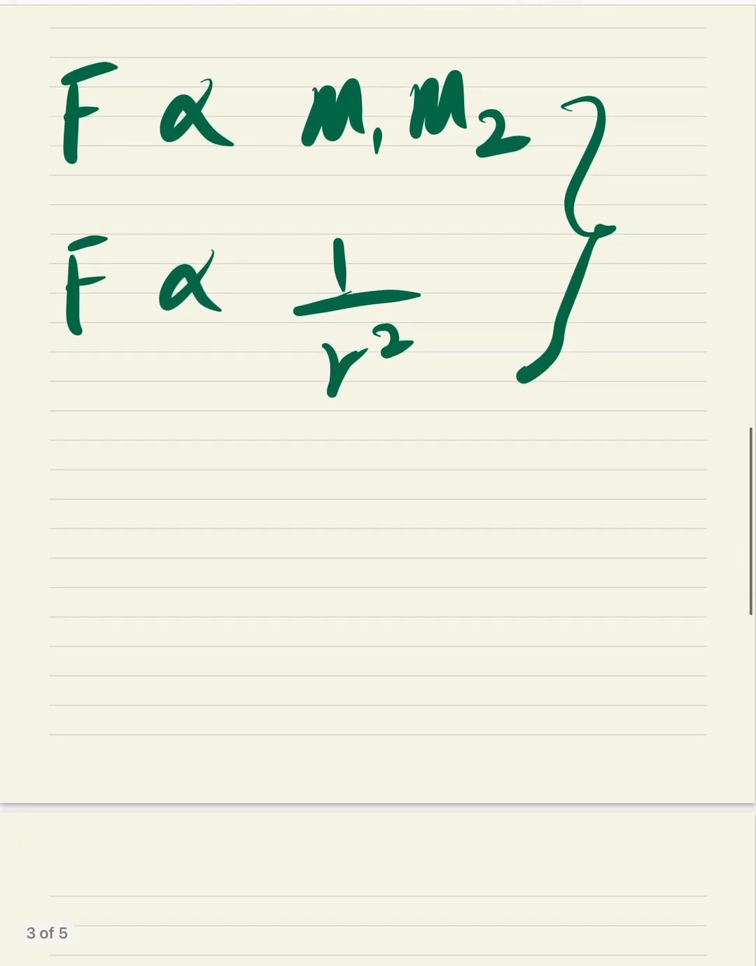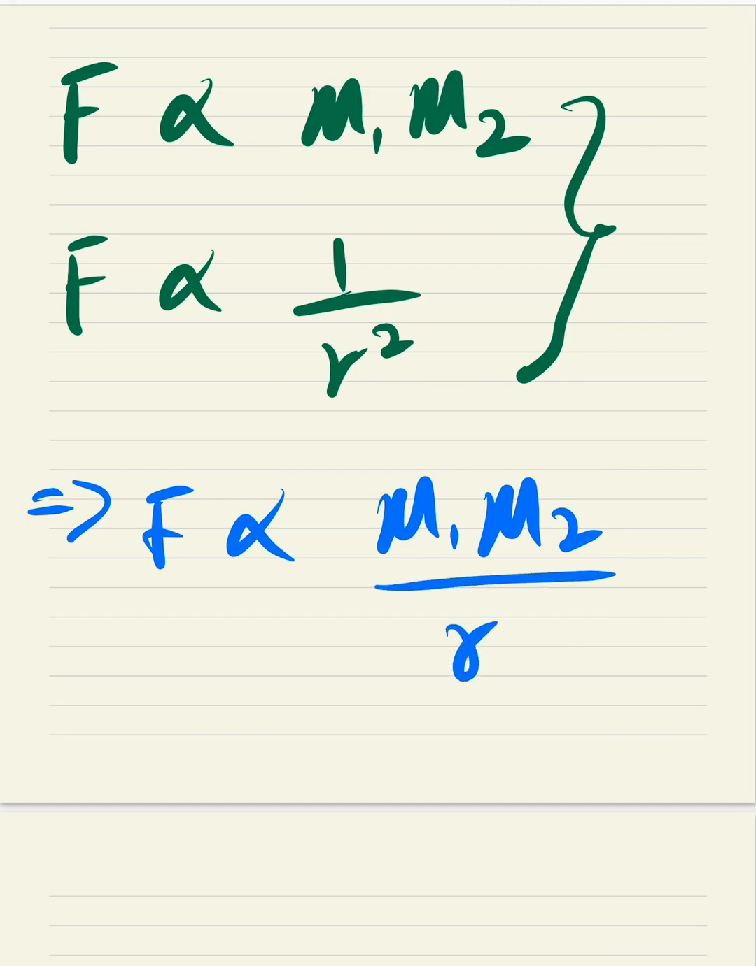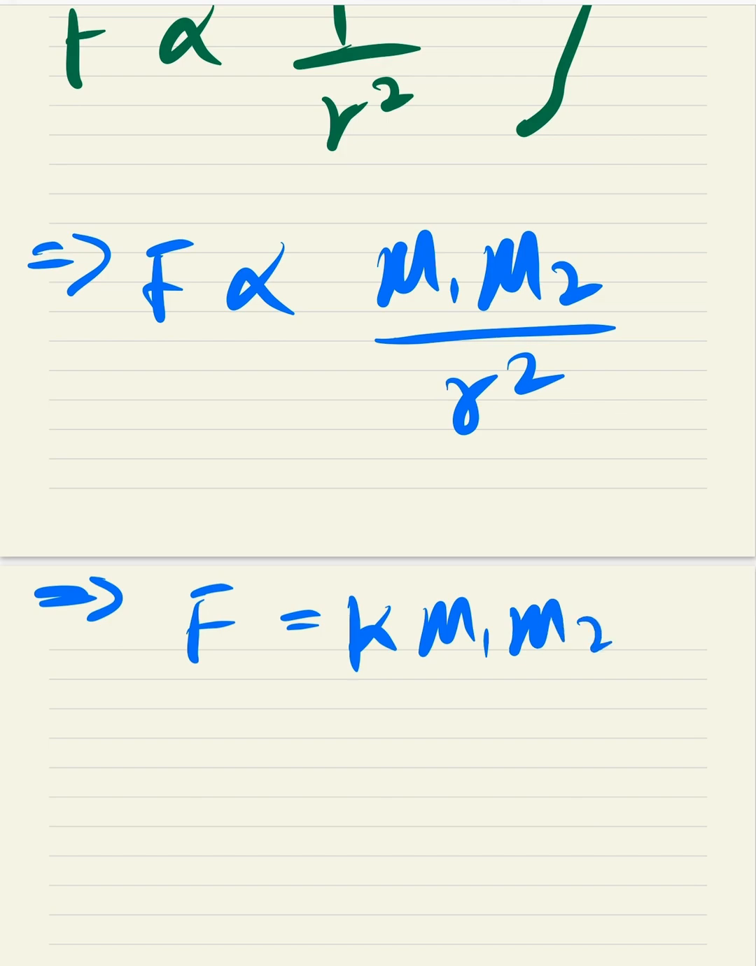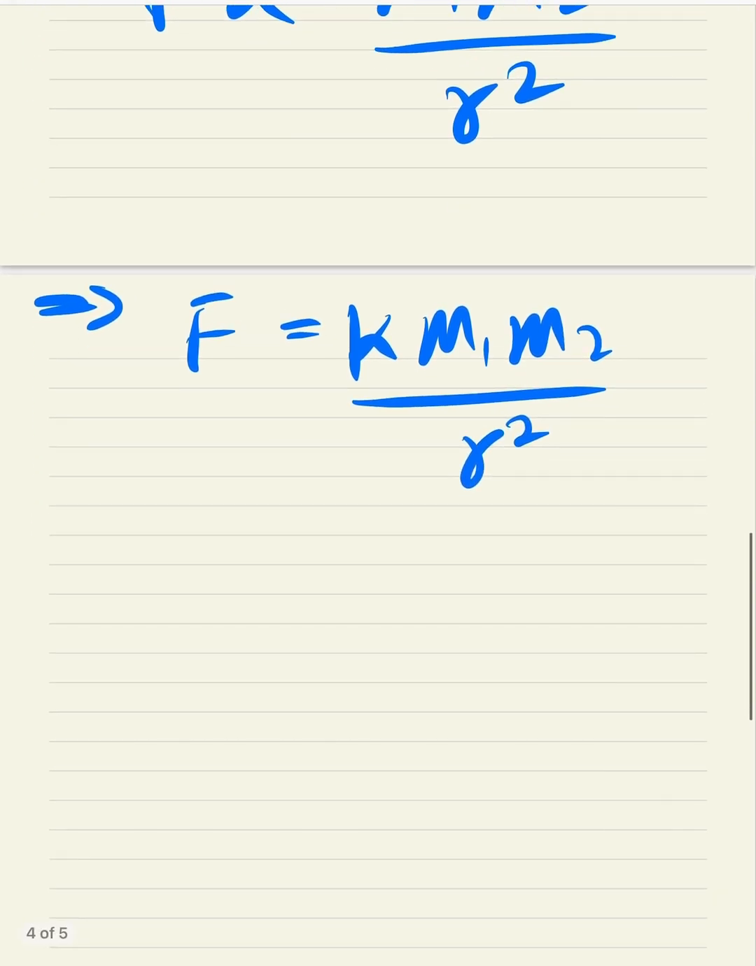you are going to have F directly proportional to m1 m2 all over r square. This is just variation. Then from there, you can have F being equal to, when this proportion sign goes away, what is going to come in? A constant is going to be introduced, right? A constant will be introduced, which let's take as k for now. So m1 m2 all over r squared, right?